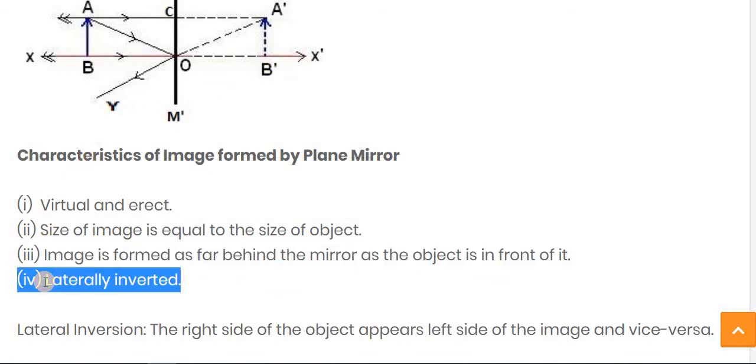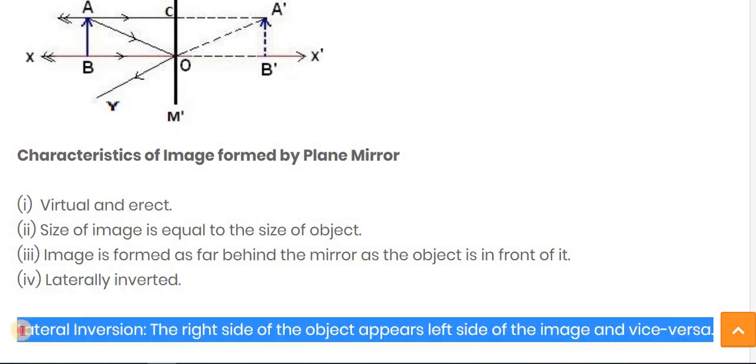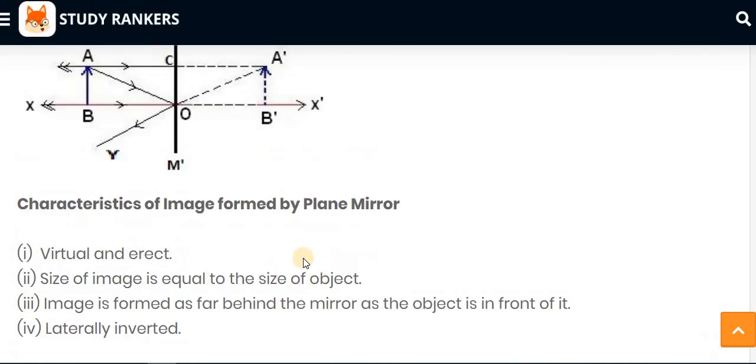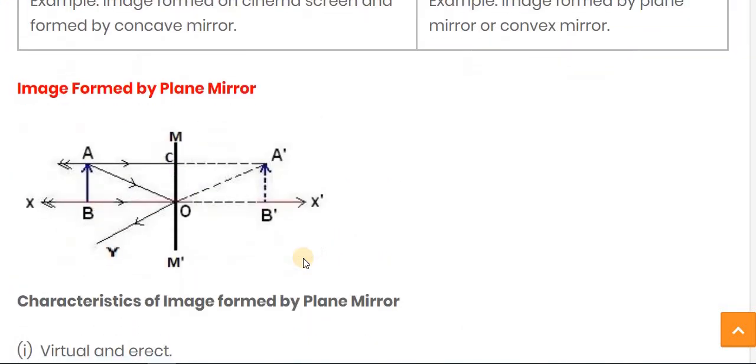And the last characteristic is that it is laterally inverted. Means whatever is on the right in the object, we see on the left in the image, and whatever is on the left in the object, we can see as the right. So that is called laterally inverted. Here it is already mentioned that lateral inversion means that the right side of the object appears as the left side of the image and vice versa. Then it is called lateral inversion. Let's revise one more time the image which is formed by the plane mirror.